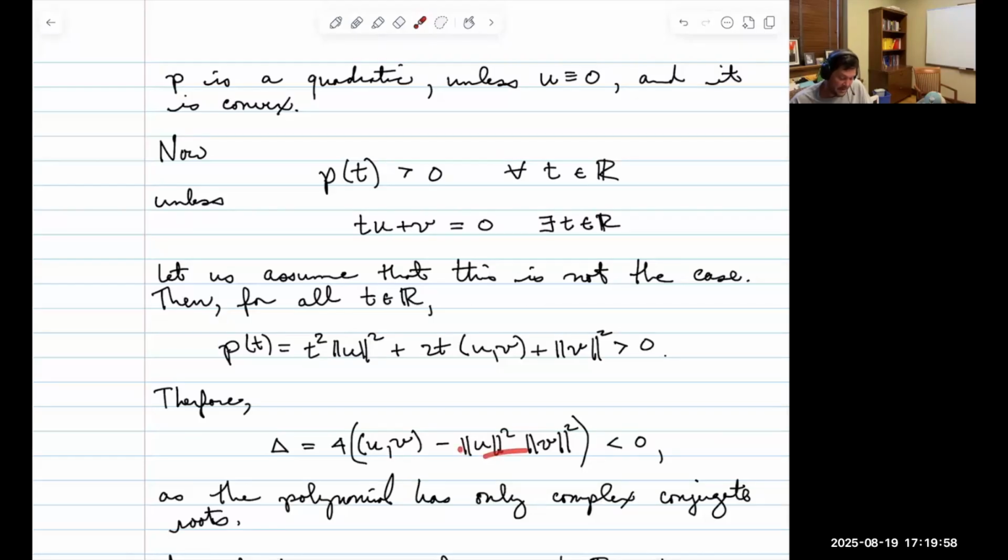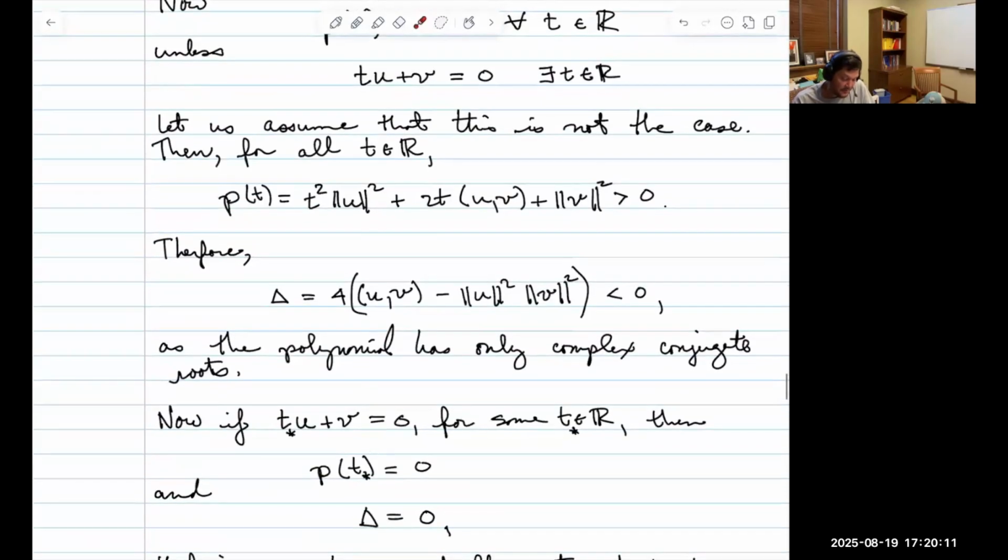4ac, we can pull a common factor of 4 out front. This discriminant has to be strictly less than 0 because when I take the square roots, I'm going to get complex numbers. Well, that says that since 4 is known to be positive, the only possibility is that this guy is less than or equal to 0.